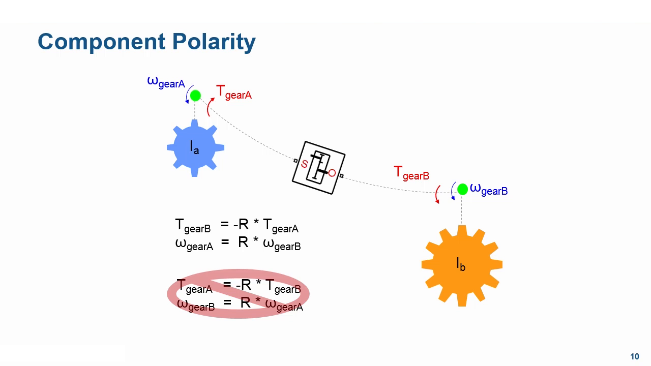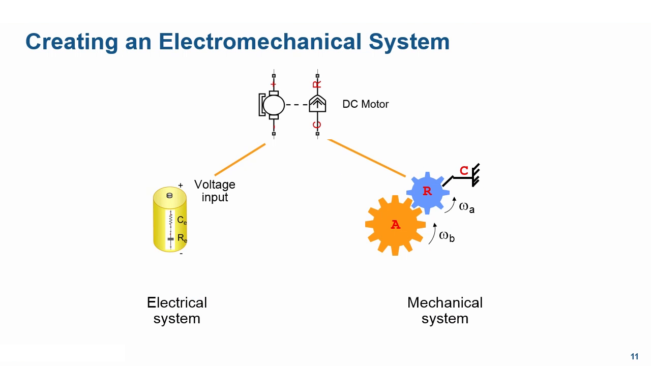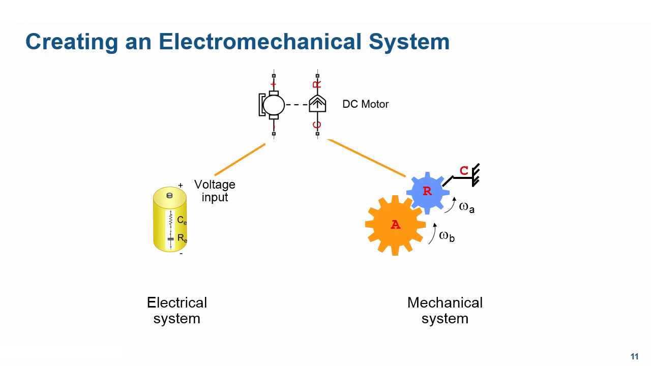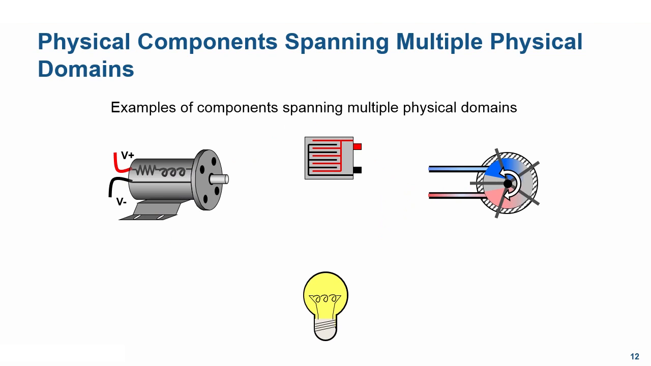The next step is to combine our electrical and mechanical models to create a multi-domain system. We have the electrical battery system on the left and the mechanical gear system on the right. And we are going to interface these two using an electromechanical system, for example, a DC motor here. DC motor is an example of one of several different multi-domain blocks in Simscape. Some examples are shown here.